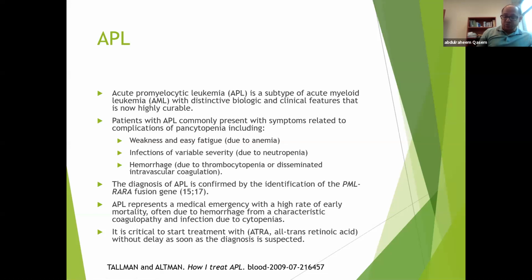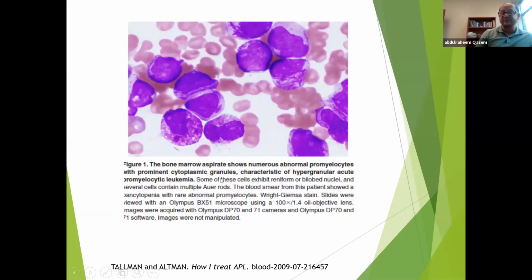So if you suspect this case, then you need to start ATRA as soon as possible, and you need to avoid invasive procedures. I think those are the two messages that I need general physicians to understand about this disease: suspect the disease when the patient presents with neutropenia or thrombocytopenia, and coagulopathy. Their fibrinogen will be low, their PT, PTT, and INR will be high. Clinically, they will have bleeding. They either have nosebleed or bleeding from any minor injuries.